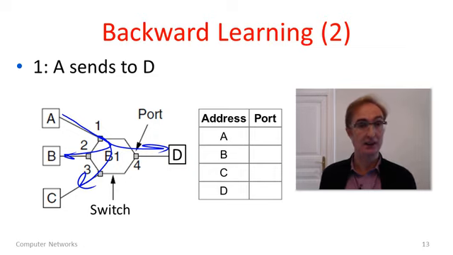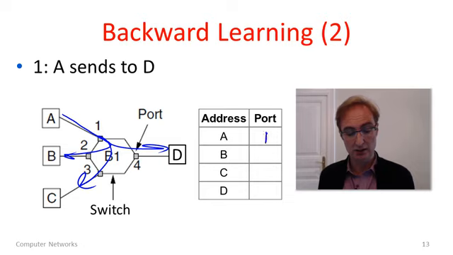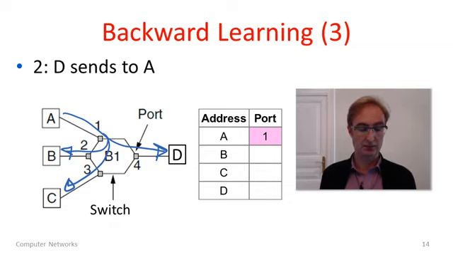It also reached B and C, oh well, not a very efficient use of bandwidth. We also learned something here, we learned that A is on port 1. Right? That's a valuable bit of information. Okay, so this is what happened.